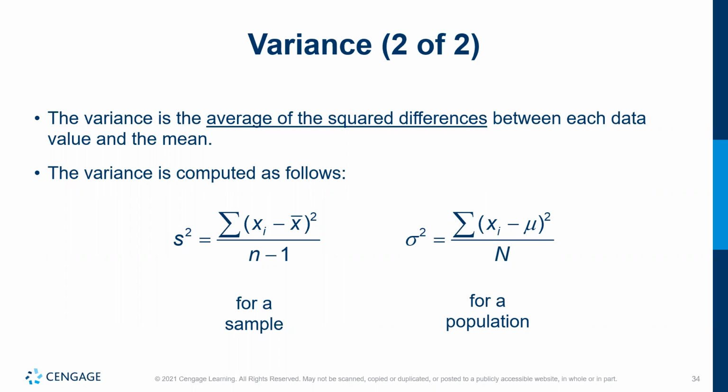That can be recreated. The formula is the sum of X, a given data point, minus X bar, which is the mean, squared, divided by n minus 1, where n is the number of items in the data set. For a population, we have the sum of each item X minus the population mean, squared, over the number of items in the population.